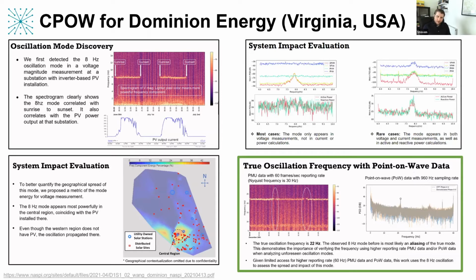So the PMU data was still useful to actually highlight the issue, but they had to do deeper investigation with continuous point on wave data to really isolate what was going on, and then to work out the impact on the grid. That's just due to the design of PMUs, that they intentionally block out certain frequencies, and you need the waveform to do true oscillation analysis.